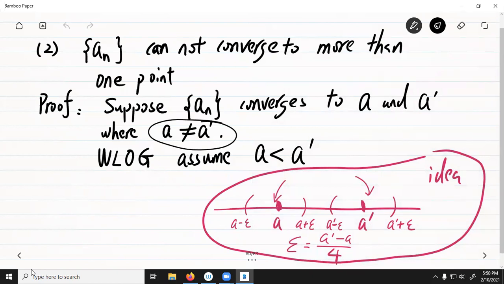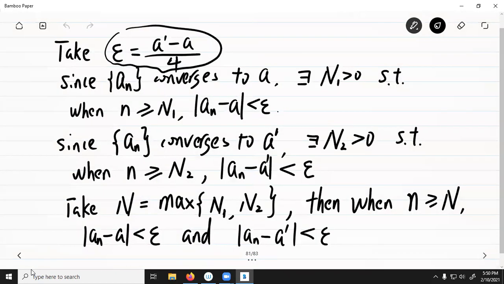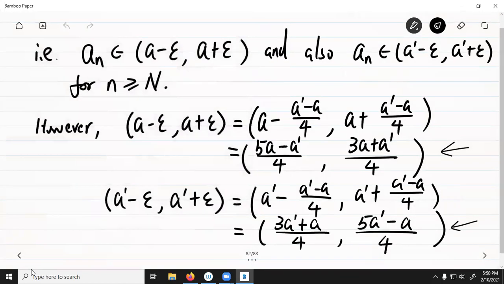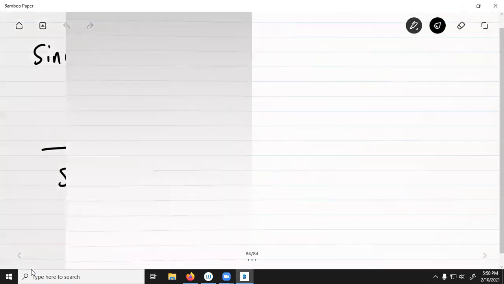So now let's look at some notations. The third remark. This is the second remark. The third remark.